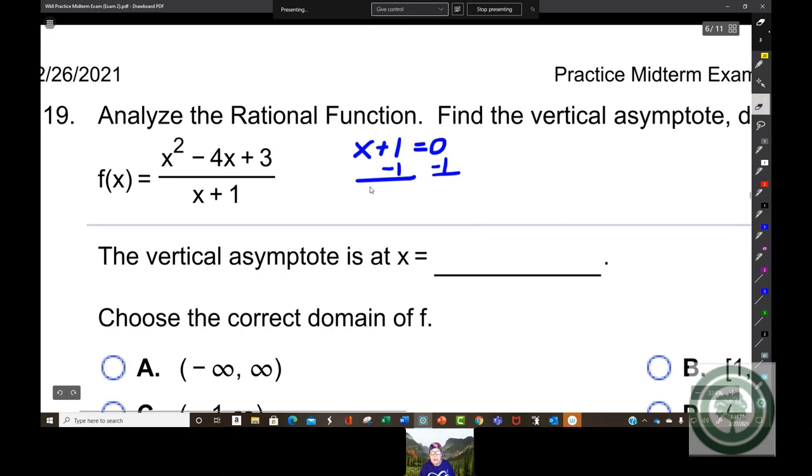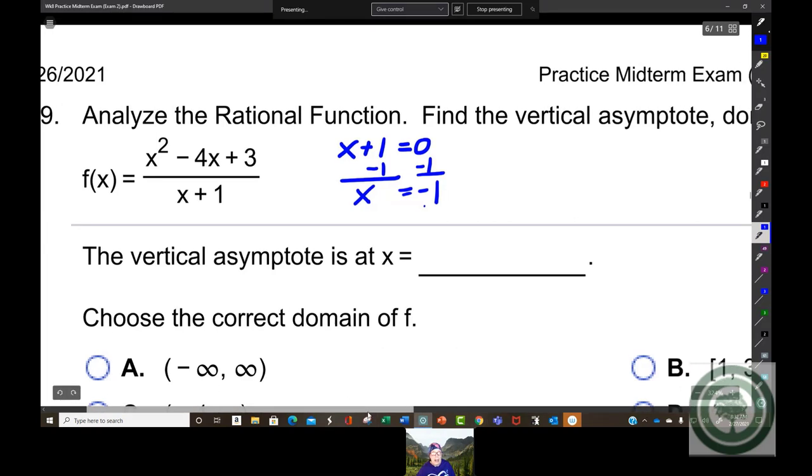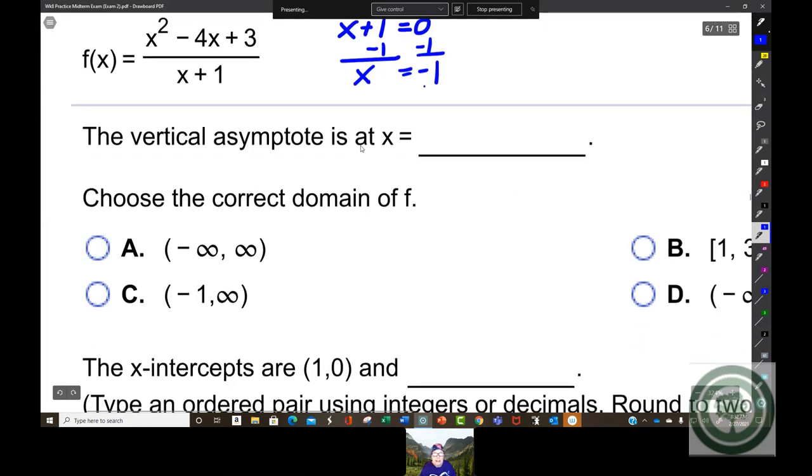So I'm just going to say 1 minus 1 is 0, so I'm left with x on the left and negative 1 on the right. So this is the number I have to take off the x-axis. So this is the number that will not be in the domain. So just so you can see it, actually, they're not asking for the domain. So the vertical asymptote is at x equals negative 1. Oh, and then they ask the domain. That's really backwards, not the way I would ask it, but of course no one is asking me.